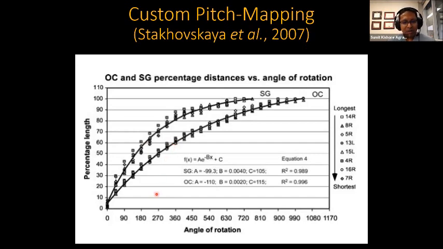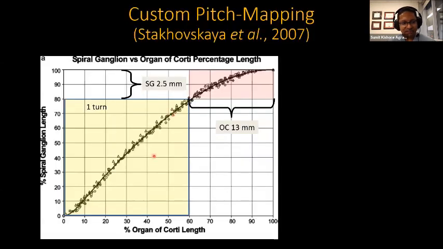It's a little bit more complicated if we want to do the spiral ganglion mapping, because you can't plug this into the Greenwood equation directly. So what we do is we go to the next graph, which Helga showed in his presentation. And Olga also did a graph showing the percentage of spiral ganglion length versus the percentage of organ of Corti length. So you can use this graph to map the spiral ganglion to the organ of Corti, and then go to Greenwood's equation to get your frequency.